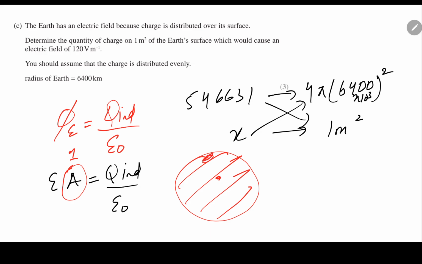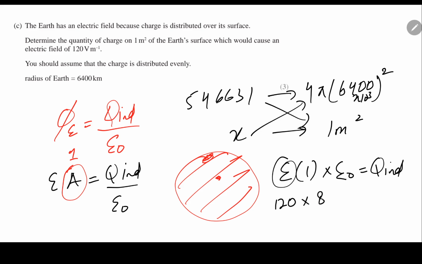That's it. Then you will get E times 1 times epsilon naught equals the charge inside. You just multiply 120, which they give you, times the epsilon naught value, 8.85 times 10 to the power of negative 12, and you will get the answer straight up. Give me a second. I found the answer as 1.062 times 10 to the power of negative 9 coulombs.